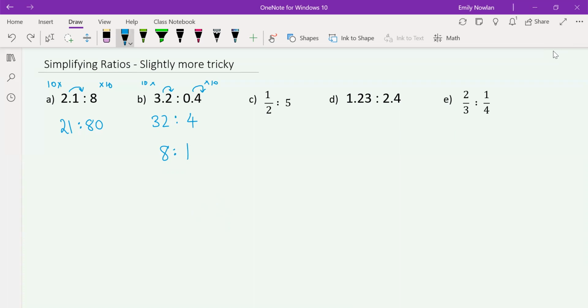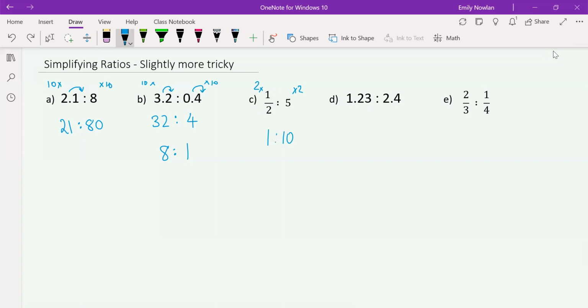Next one, we've got a fraction. This time, we still can't have fractions. We've got to have a whole number. So you've got this half here. What's the easiest number that you can multiply a half with to give you a whole number? So half times 2 will give us 1. What I do to one side, I've got to do to the other. So 2 halves is 1, 2 fives is 10. So that's 1 to 10. Can't simplify any further.